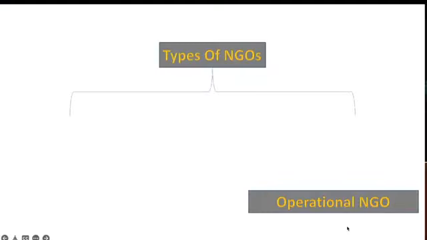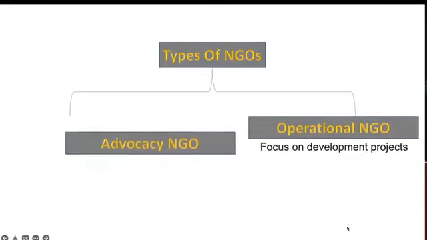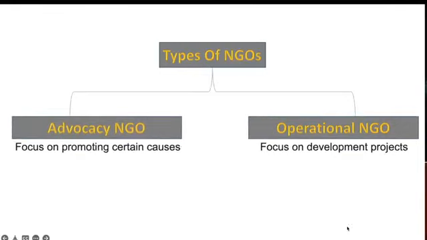The term NGO stands for non-governmental organization, an organization which is not working for profit. It also appears in Chapter 10 and Article 71 of the UN Charter. According to the World Bank, there are two types of non-profit or non-governmental organizations: operational NGOs and advocacy NGOs. Operational NGOs focus on development projects, while advocacy NGOs focus on promoting certain causes.